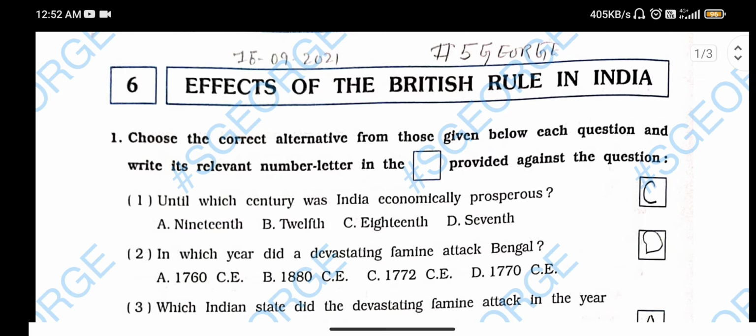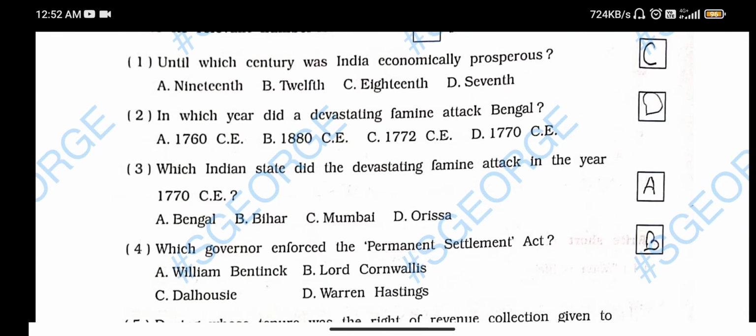Option number C. In which year did a devastating famine attack Bengal? In the year 1717 CE, and CE stands for Central Era. Which Indian state did the devastating famine attack in 1717 CE? That was our Bengal. Please guys note, there are 3 of them in the options: Bengal, Bihar and Orissa. You will be very confused and you will be thinking that यार सर ने तो बताया था तीनों तीन होंगे. No one taught you about that. It is only and only Bengal that experienced a devastating famine. And I will also tell you about the famine. Famine means जो भूखमरी आ जाती है ना, खाना पीना की कमी हो जाती है ना, that is called the famine.